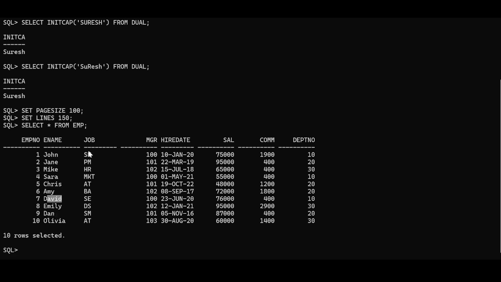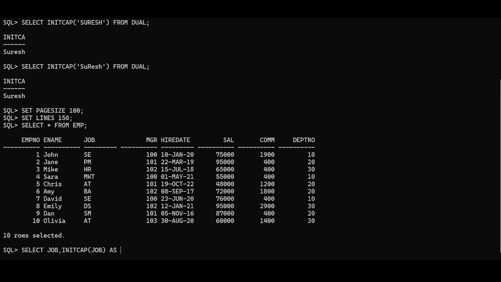So okay, we will take this job column. I want to convert the first character of the job to uppercase. It is already in uppercase, but the remaining characters have to be in lowercase. How can I do that? Select job, INITCAP. I'm using the INITCAP function for the job column.